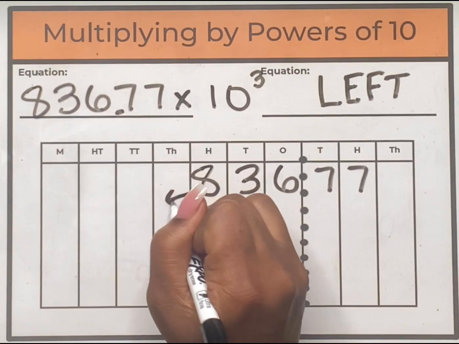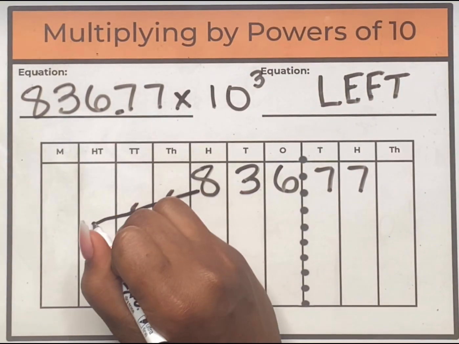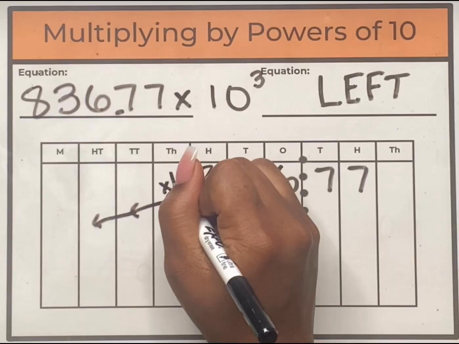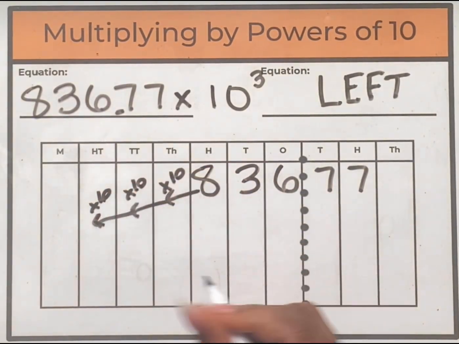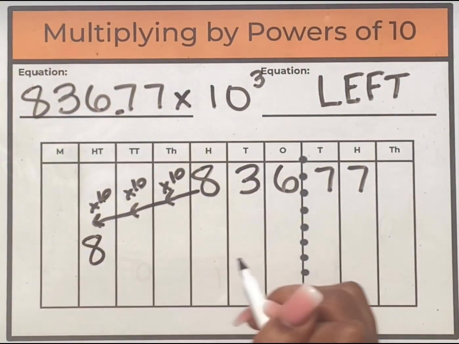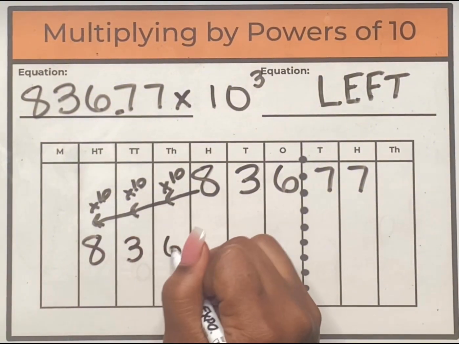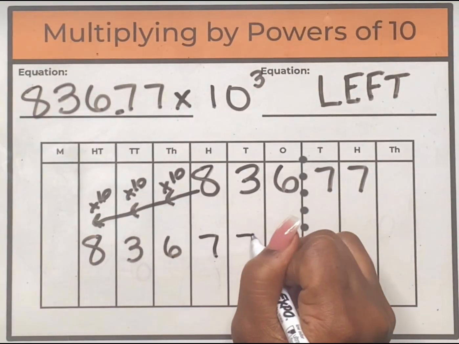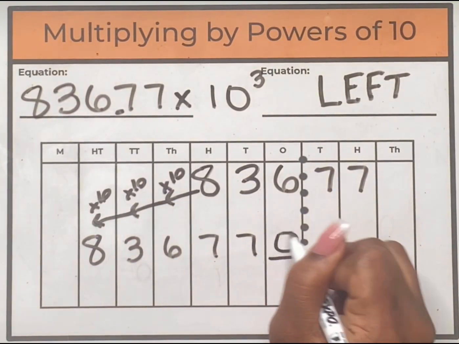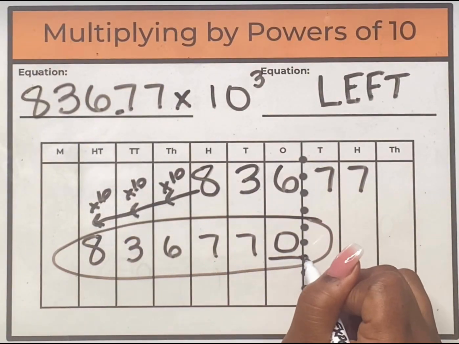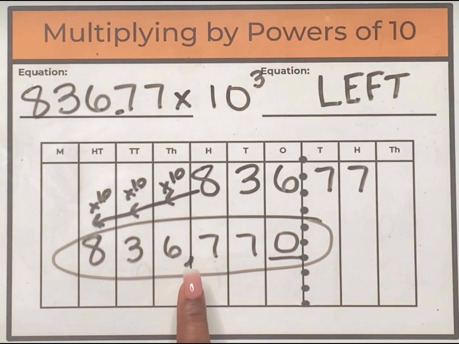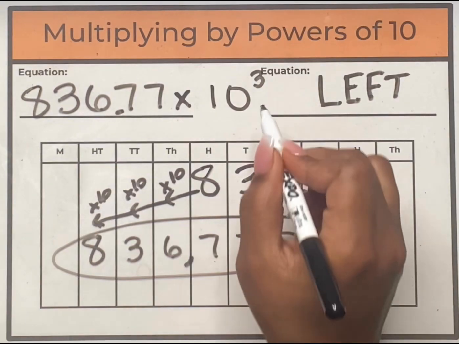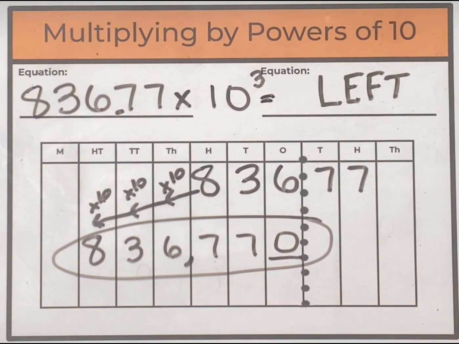1, 2, and 3. Times 10, times 10, times 10. I'm going to put an 8 here. 3, 6, 7, 7, and then in that blank, a 0. Circle my answer. 1, 2, 3, comma. 836,770. All right. Hopefully you were able to solve that independently and you got it.